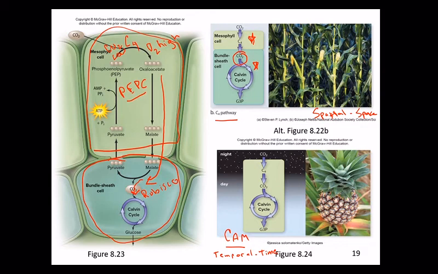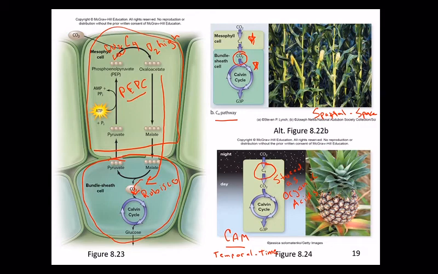It's just simply put, what's happening is at night when the stomata can be open bringing in the carbon dioxide, it's going to be fixed using the C4 pathway. It's then going to be stored as organic acids. And these acids, okay, that's where the CAM comes in.